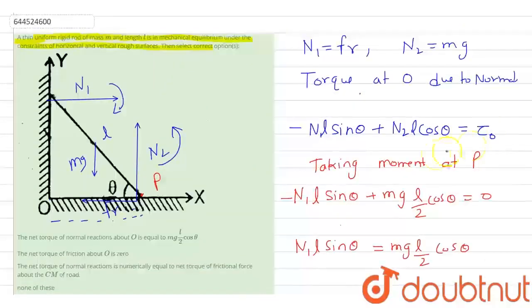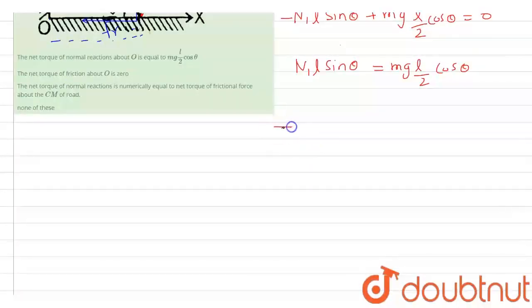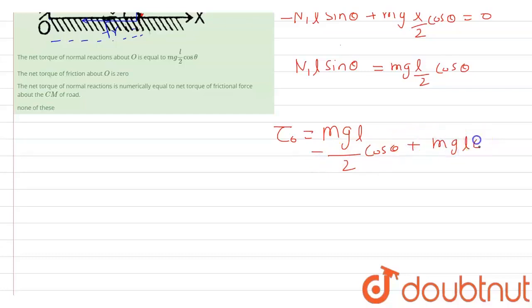Now we put this value into this equation and calculate the value of tau. The torque at O will be equal to the value of N1 L sin theta, which is mg L by 2 cos theta but negative, plus the value of N2, which is mg, times L cos theta. So finally the value of torque about O will come out as mg L by 2 into cos theta. This is the value that we have obtained, so it indicates that option 1 is the right answer.